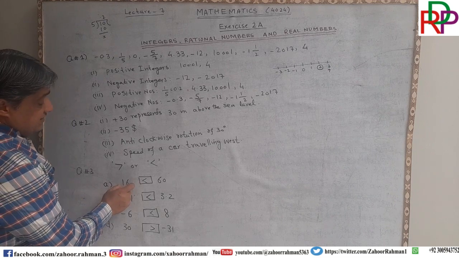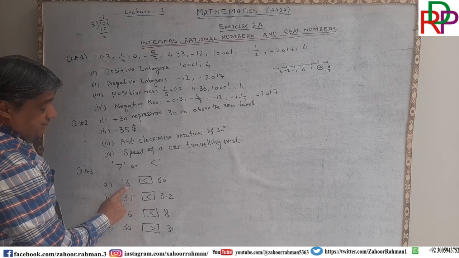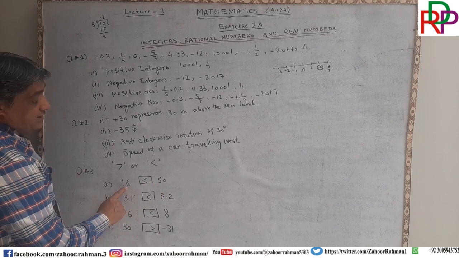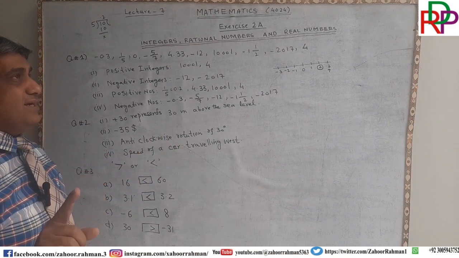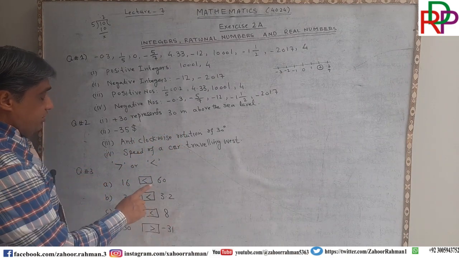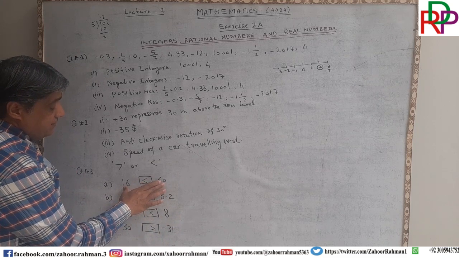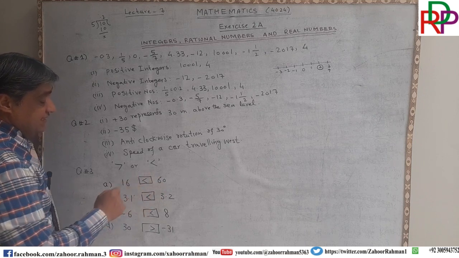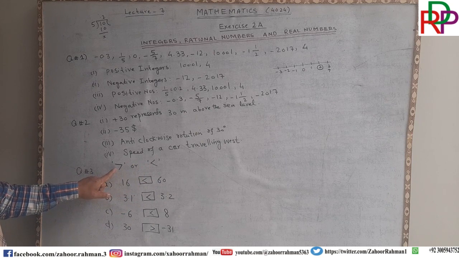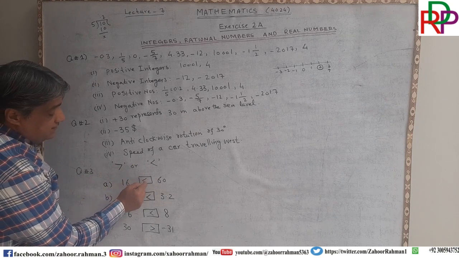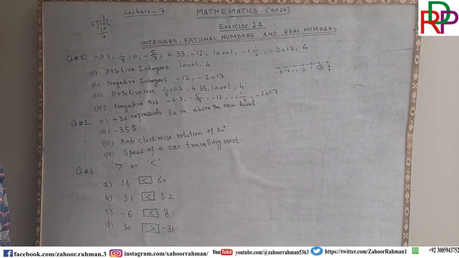They have given us 16 box 60. Because 16 is on the left side, if we represent it on the number line in ascending order, and ascending order is important, then 16 is less than 60. This is the less than symbol and this is the greater than symbol. Remember that the mouth of this symbol will always be towards the larger, greater number.